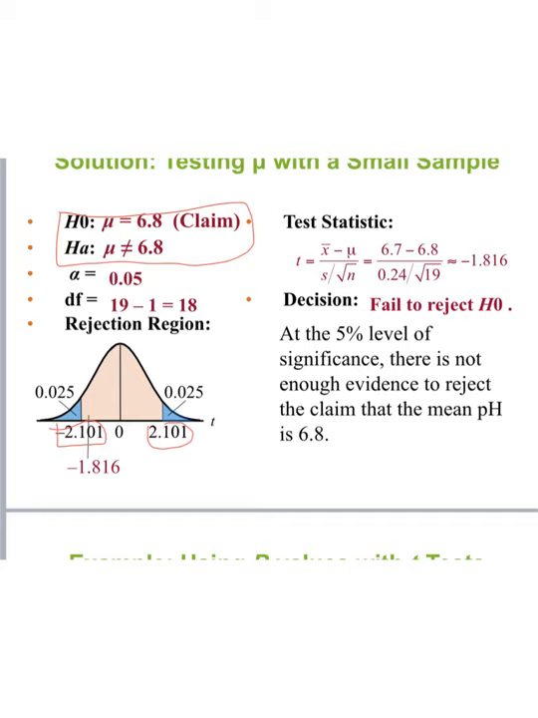Then I gather the information given and put it in the formula to find the test statistic value. And then, as you can see, the test statistic value falls into fail to reject null. Okay, and if you fail to reject null, the null must be true, and so is the claim. So what we say at the end, at the 5% level of significance, there is not enough evidence to reject the claim that the mean pH is 6.8.